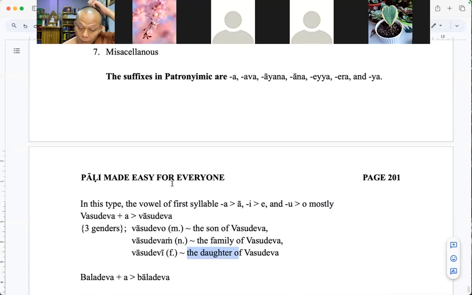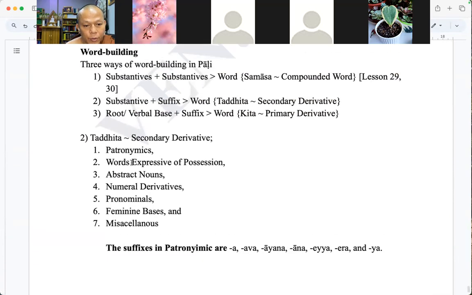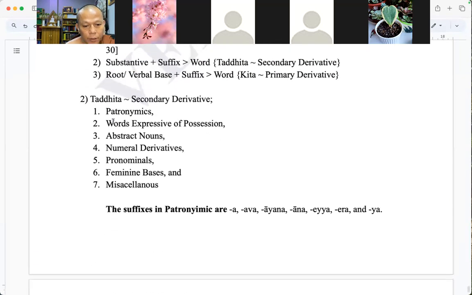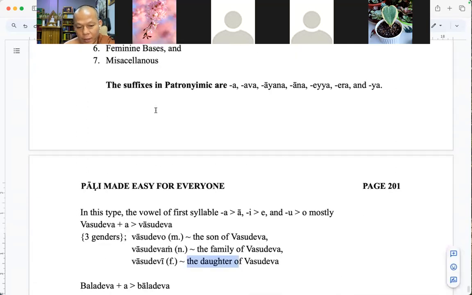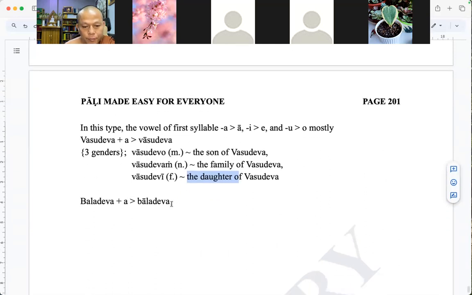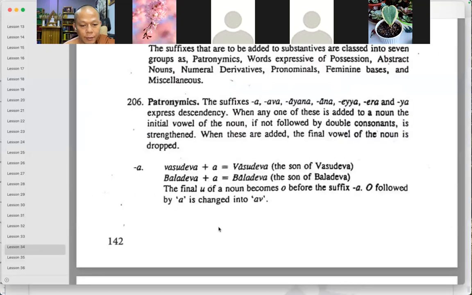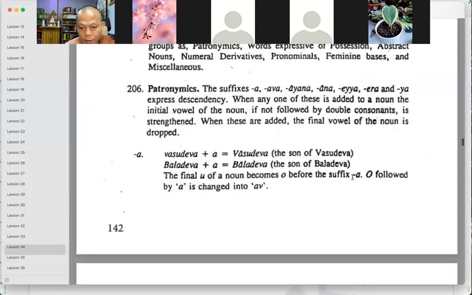So that is why it is called a patronymic. The first one, patronymic, is a son of someone, a lineage of someone, a line of someone, a descendant of someone. In this way it can be understood. So okay, now just masculine: the son of Baladeva in this way.